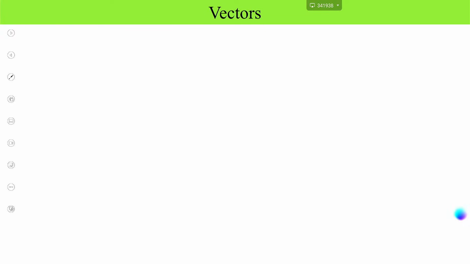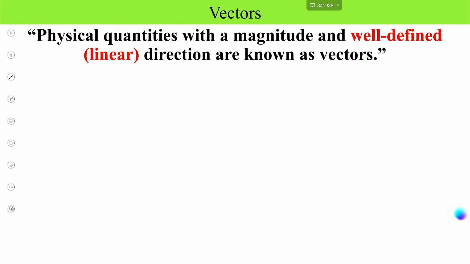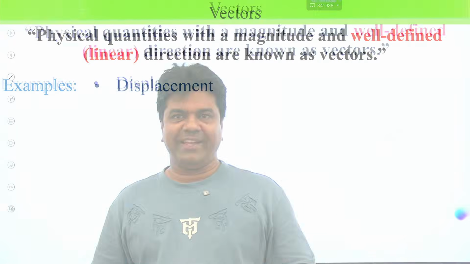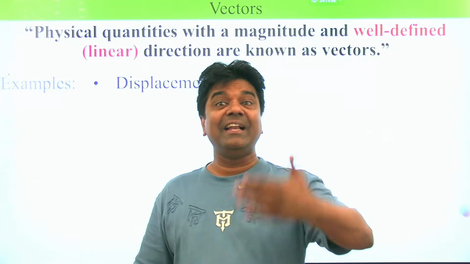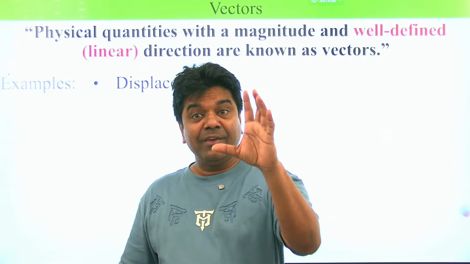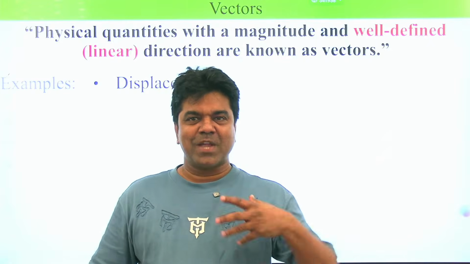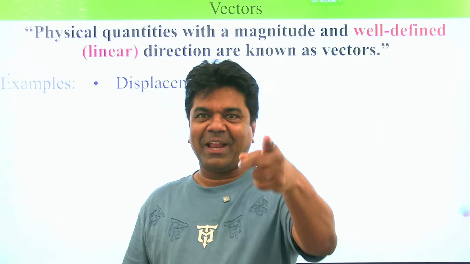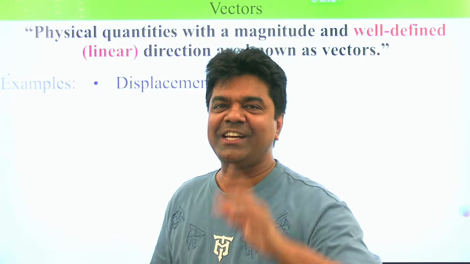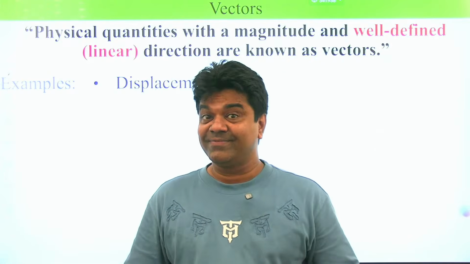Vectors. So vectors are physical quantities with a magnitude and well-defined linear direction. Why do I call this well-defined? A well-defined direction is a direction which can be properly explained using a straight line with an arrowhead.